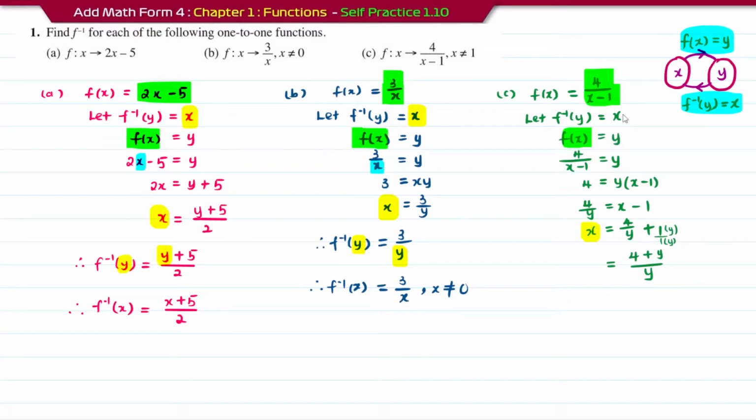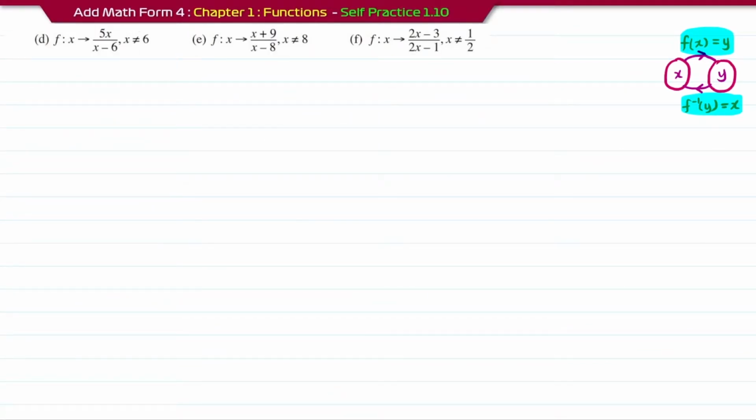Now the x here is referred to as the inverse f of y. Therefore the inverse f of y will be equal to 4 plus y over y. Now to find the inverse f of x, we're going to replace the y here with the x. So it will be 4 plus x over x. The x here cannot be equal to 0. So question D.